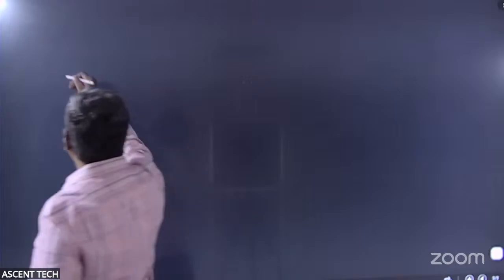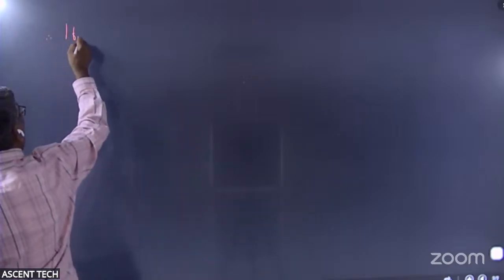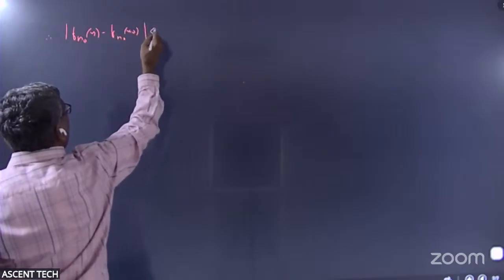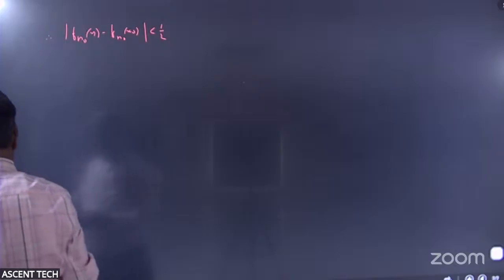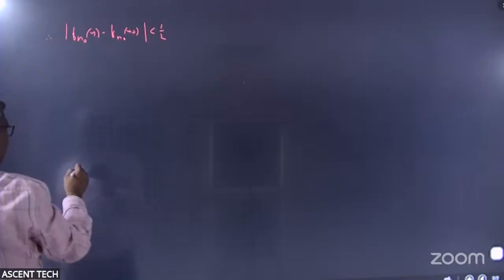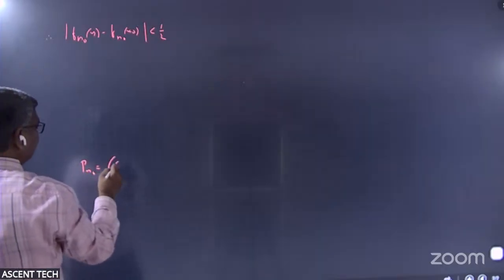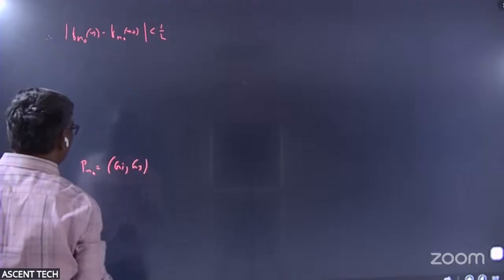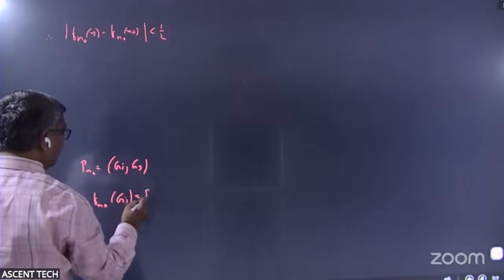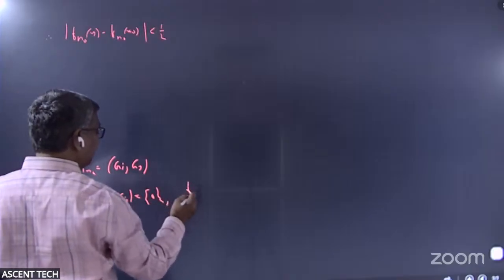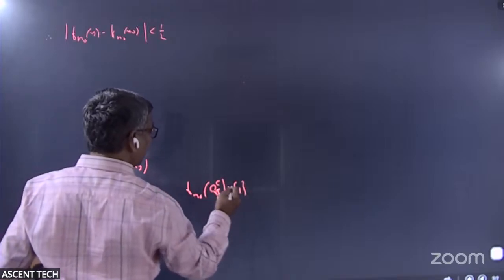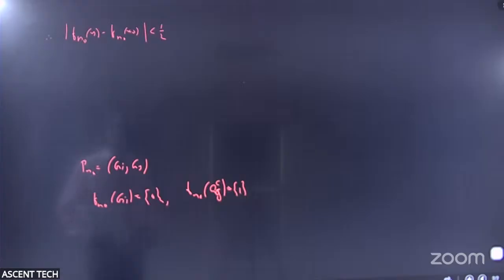So therefore, mod f_n0(y) minus f_n0(x0) is less than 1 by 2. I think we'll be done with that somehow or other. But what was f_n0? You remember p_n0 is your g_A, okay? So what does f_n0 do? f_n0 sends every element in G_I to 0 and every element in G_J complement to 1. That's what f_n0 does.